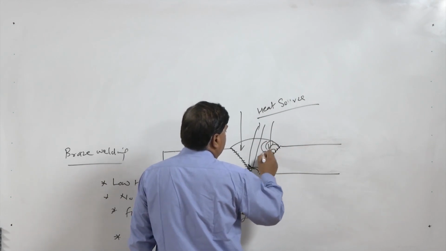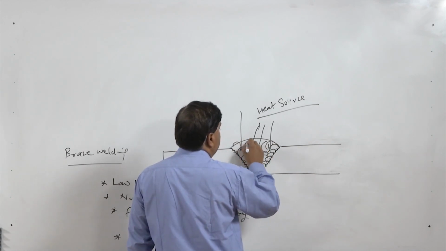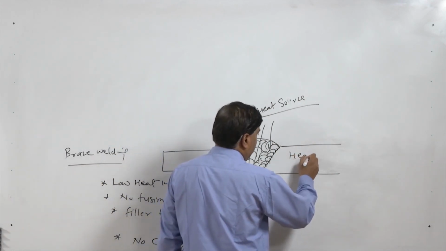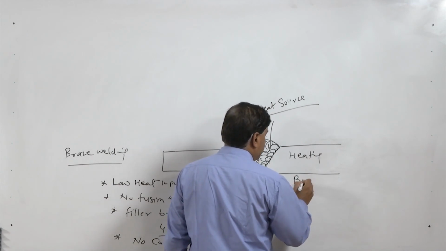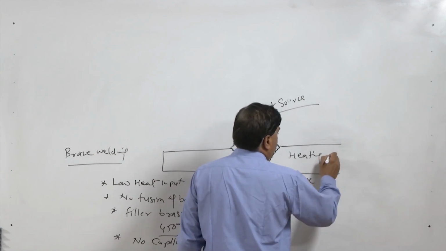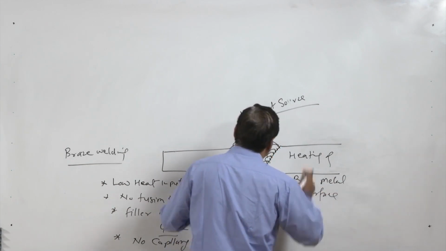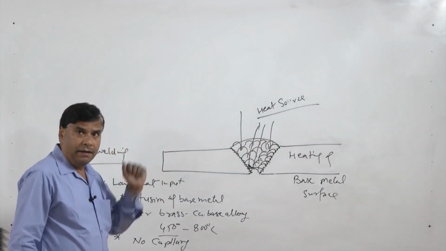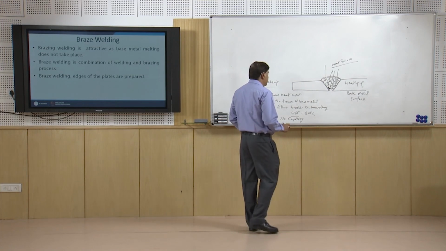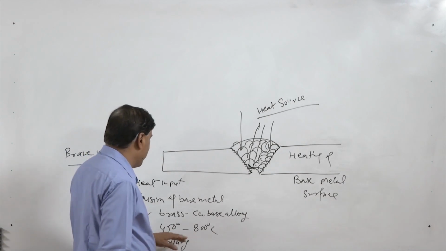So, basically the gap is filled not by capillary action but by melting of the filler which is applied after, of course, heating of the base metal surfaces. Once it reaches a sufficiently high temperature, the filler rods are applied over the faying surfaces. So, the filler rods melt and they fill up the gap. In this case, there is no role of capillary action; whatever filler rod is applied melts.